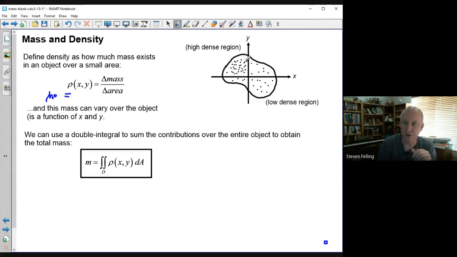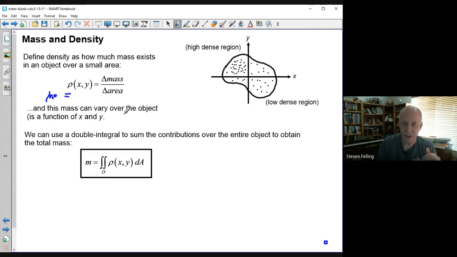Maybe it has areas where there's more mass and areas where there's less mass. Like let's say it was some sort of styrofoam, and the molecules are packed more tightly in one region and less tightly in another region. There's more air in this region, less air in this region, or something like that, right? So we could define its density at any particular place x and y in two dimensions as the amount of mass per area, a change in mass for a change in area. And that mass is varying.